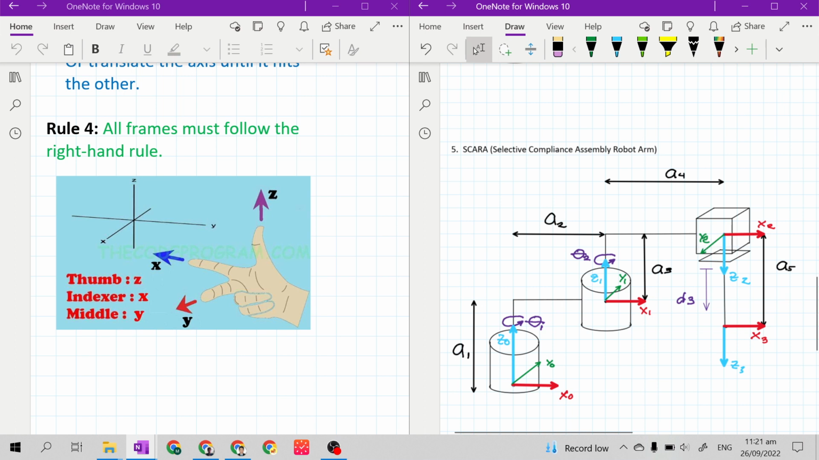Then lastly, for the end effector, the end effector frame is almost the same as frame 2. So our y-axis will also point to the front. So that is our kinematic diagram for the SCARA manipulator.